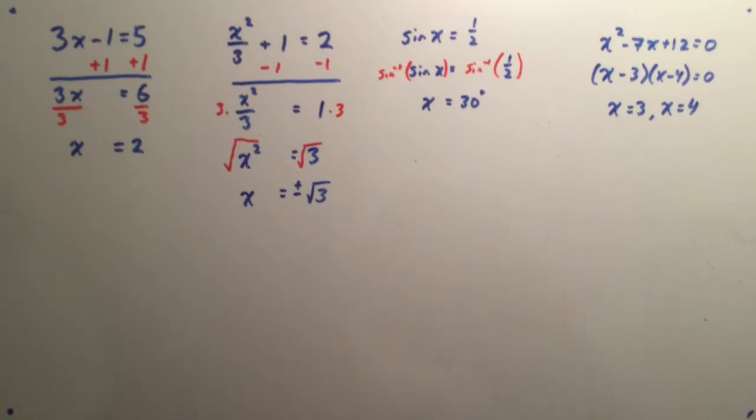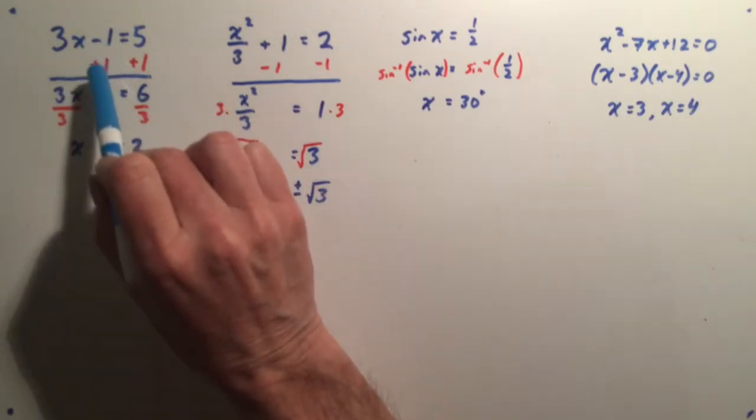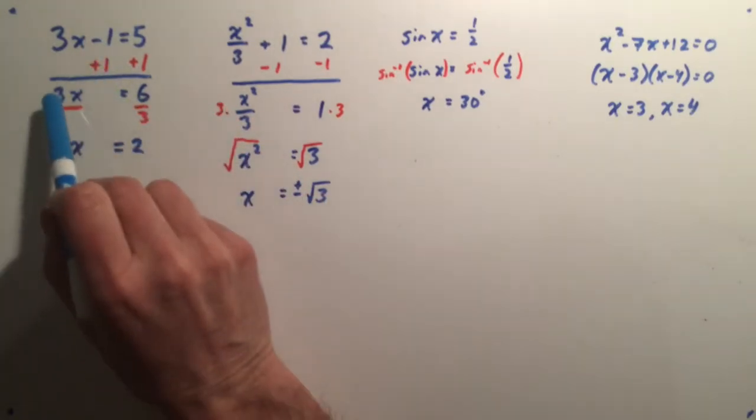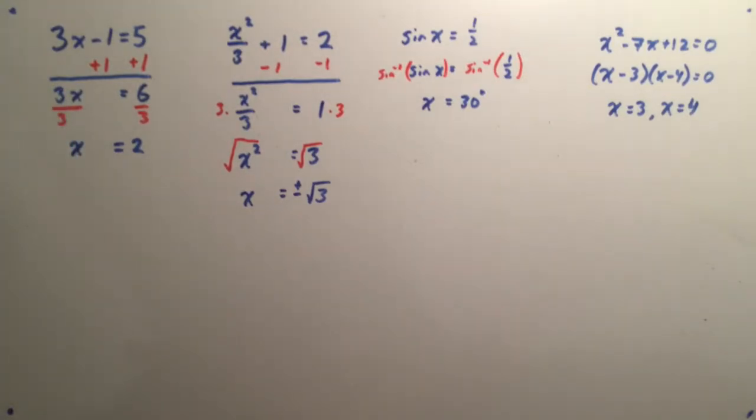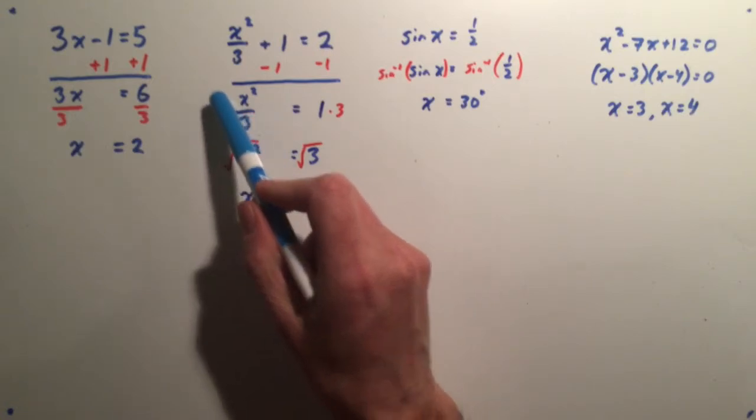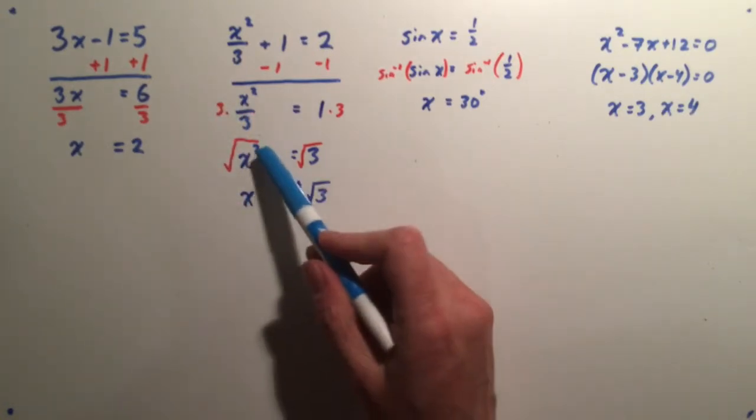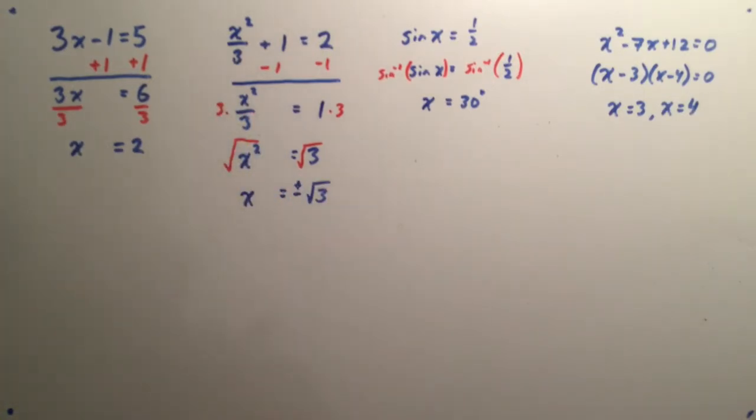So for example, in this first one here, to cancel out minus, you do add. To cancel out times, you do divide. And in the next one, to cancel out addition, you do subtraction. Cancel out division, you do multiplication. Cancel out squared, you do square root. That's how you isolate your variable.